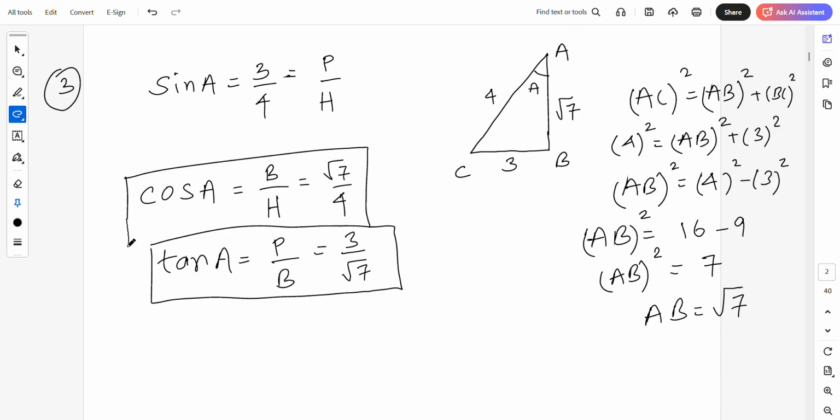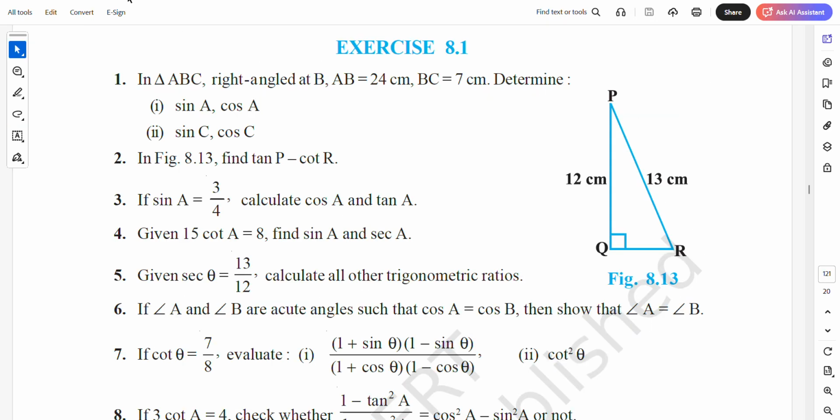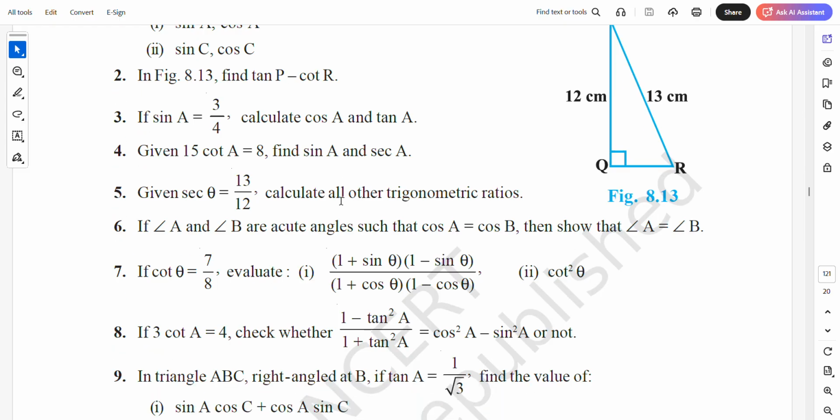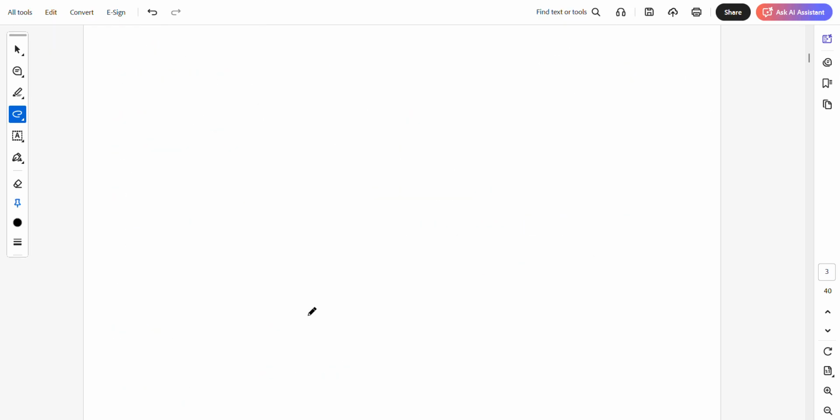Hope you have understood. Now, let us go to the next problem. Problem number 4. In problem number 4, they have given 15 cot A is equal to 8.